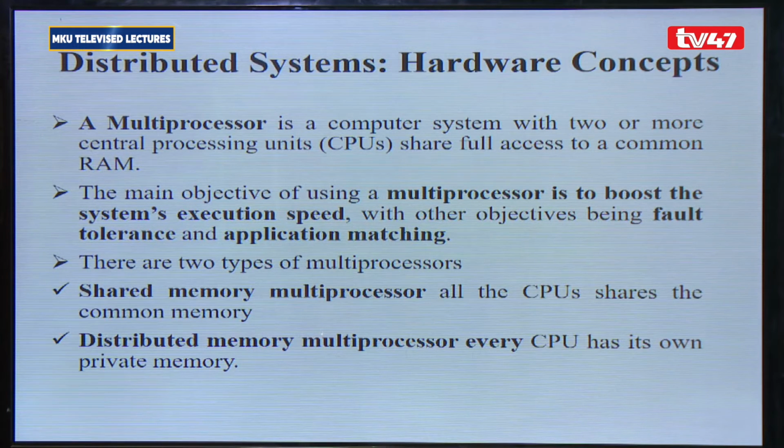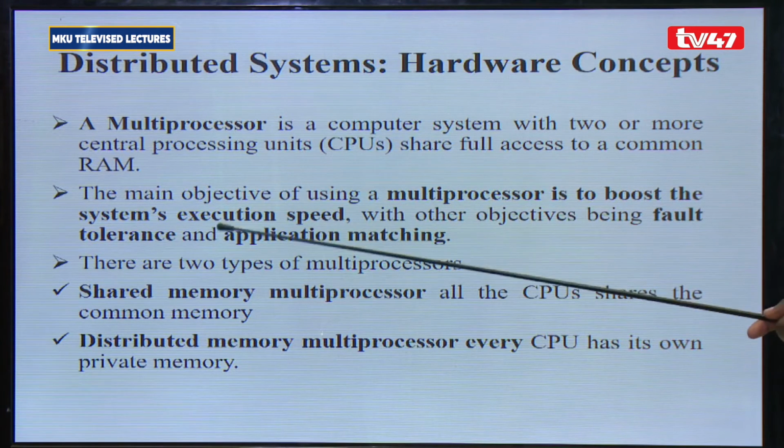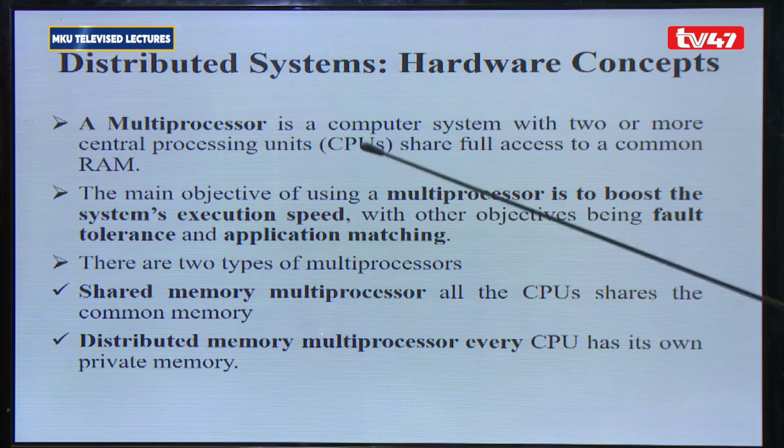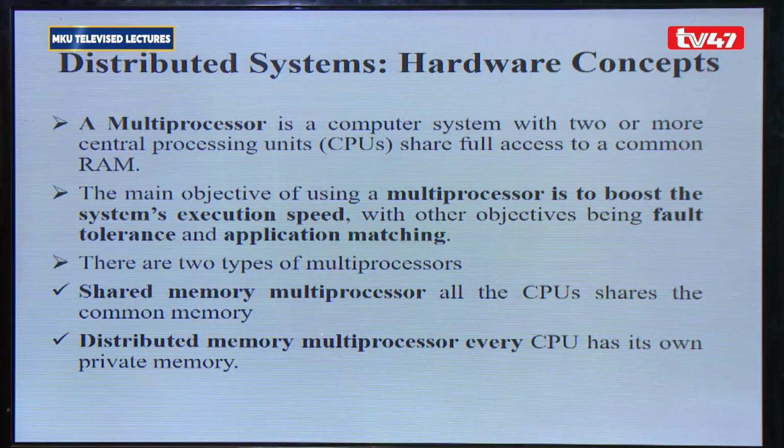So the first one is the multiprocessor. The multiprocessor, you can check the literature. A multiprocessor is a computer system in which two or more central processing units share full access to the RAM, random access memory. In brackets, these are volatile memory.